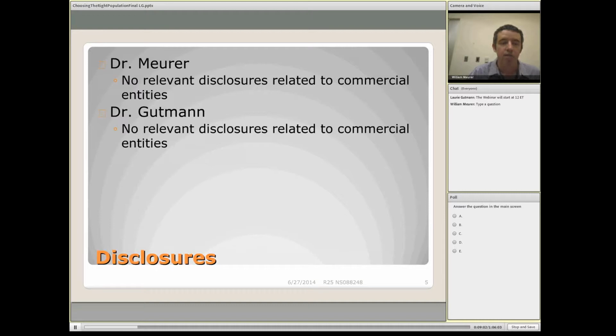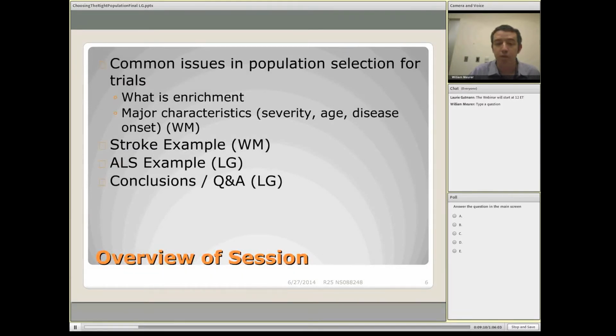So this is the overview of what we're going to talk about in this session. First, we're going to be talking about population selection. And I'm going to introduce the term enrichment, which you may or may not be familiar with, because I think it actually is what we do when we're trying to select a population for a clinical trial, even if we don't know that we're calling it that. And I think it provides some additional resources for you in terms of thinking about what population you want to study with the disease.